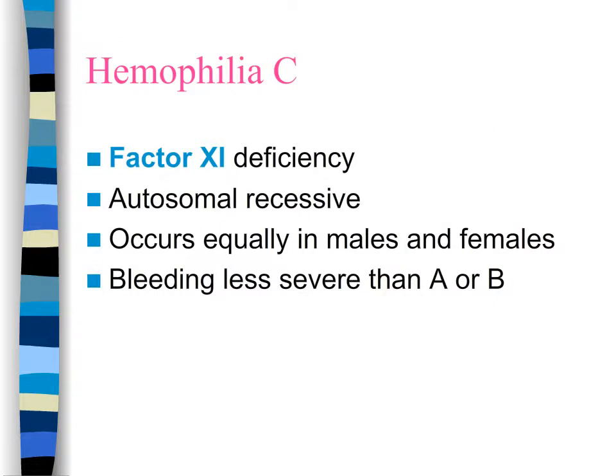Hemophilia C is a factor XI deficiency. It is an autosomal recessive trait and occurs equally in men and women. Bleeding is much less severe than in hemophilia A or hemophilia B.